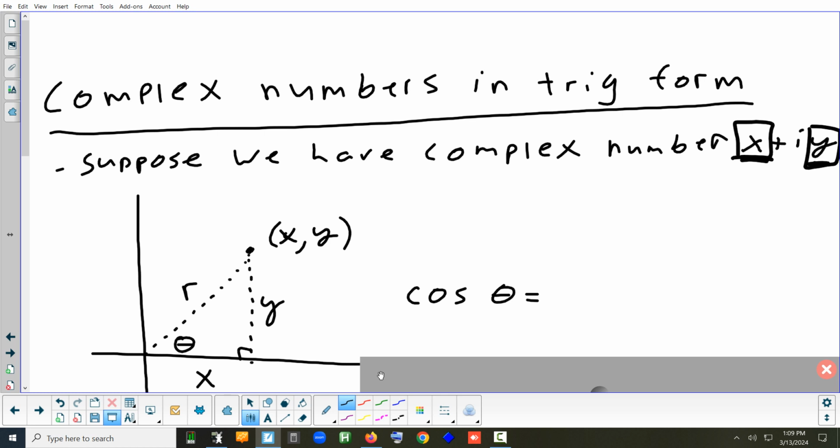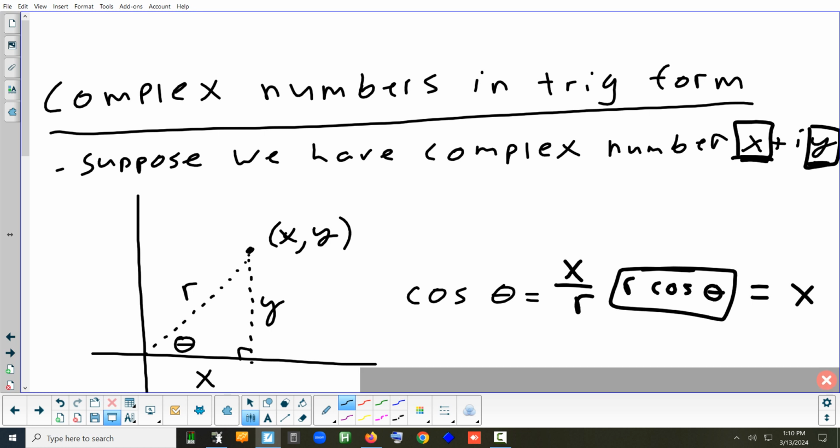Is it x over r? Yeah, just x over r. What I'm really more interested in is what x is. So what is x going to equal based on that formula? Radius times the cosine of theta.